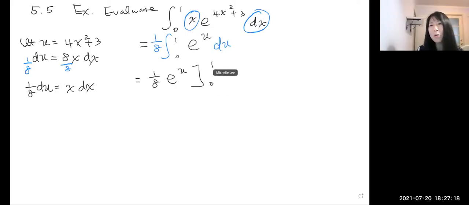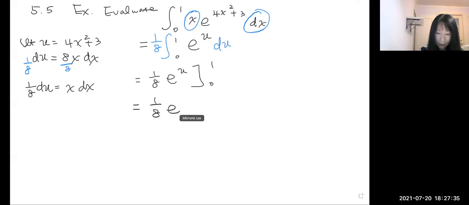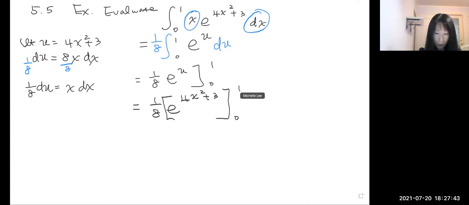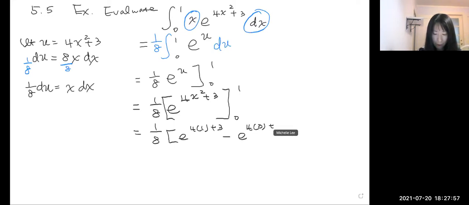Okay, so 0 is always easy, 1 is always easy. I mean, there's nothing we need to change in the variable. But I'm gonna show you changing the limit. I meant the limit, not the variable. Okay, so then 1/8 e to the u, where u was 4x squared plus 3, from 0 to 1. Now we have e to the 4 times 1 squared plus 3 minus e to the 4 times 0 plus 3.